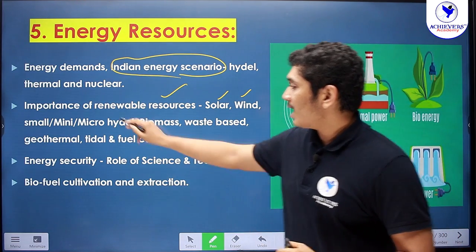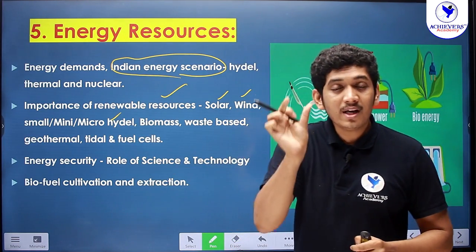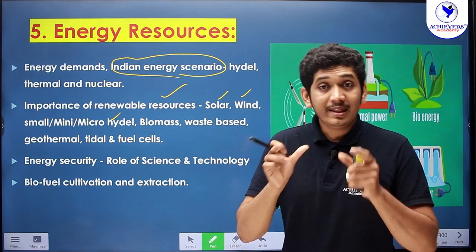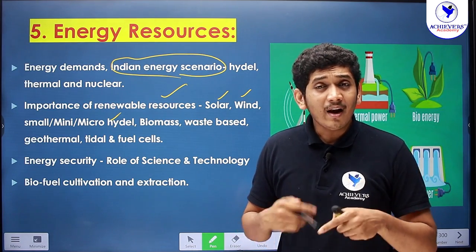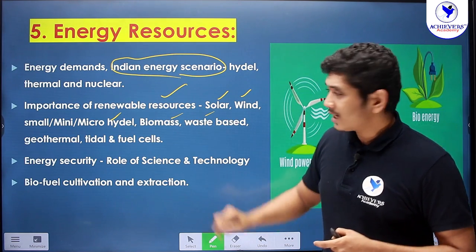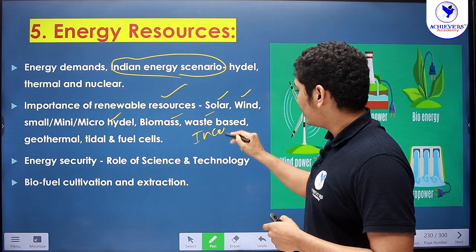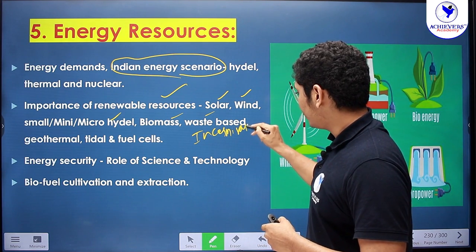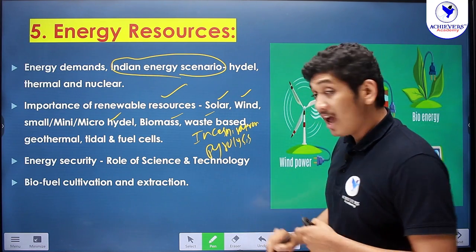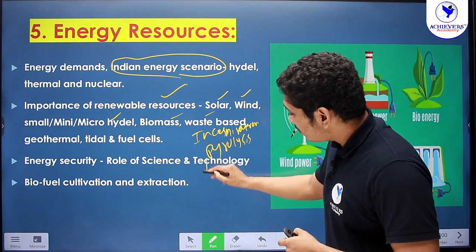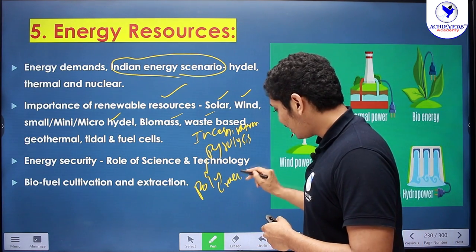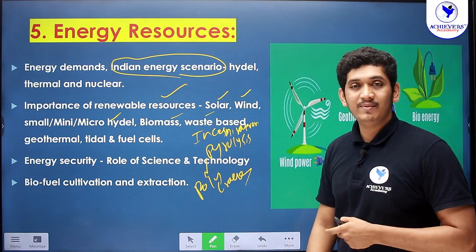Next is small, mini and micro hydel. What is the range of small? What is the range of mini? What is the range of micro hydel? These ranges I will be telling you here, and various diagrams also will be provided. Biomass and waste based energy. Technologies like incineration and pyrolysis will be discussed here. Apart from these technologies, you will also learn a modern technology called polycrack technology in this biomass waste energy.